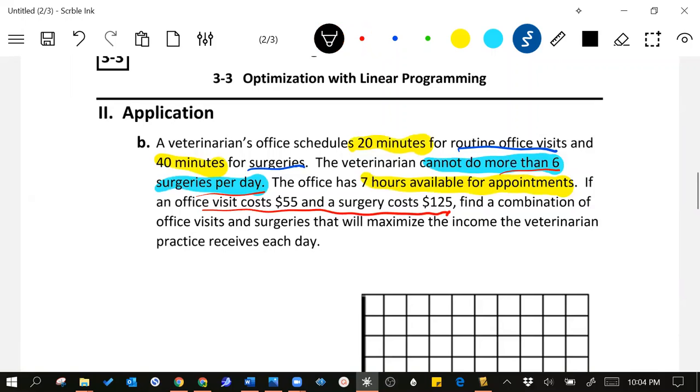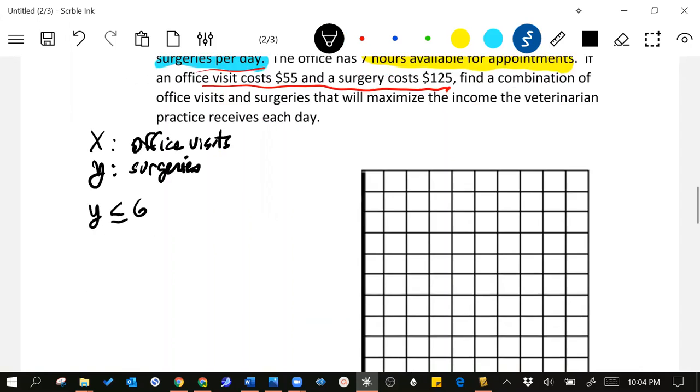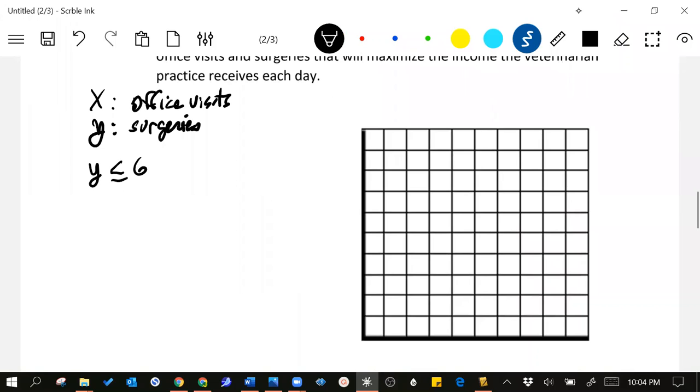Okay, well, first, office visits and surgeries. Let's call these X and these Y. Now you could do like O or R and then S. I'm going to keep it to X and Y. So I'm going to say X, office visits, understood that it's routine, and Y are surgeries. Okay. So on this, we now know that the Y's have to be less than or equal to 6. All right. So we can graph that at 1, 2, 3, 4, 5.